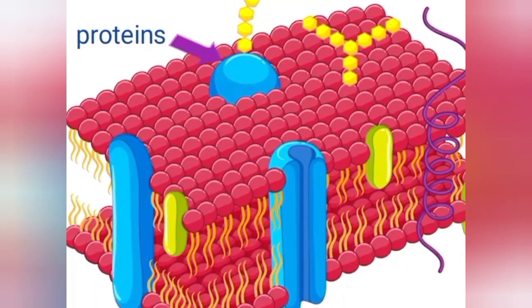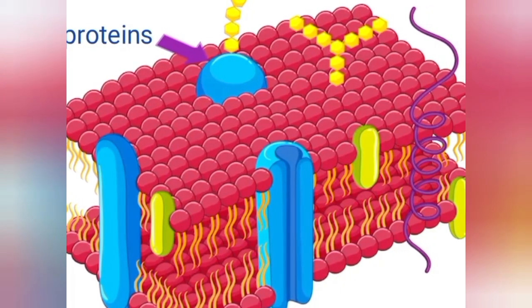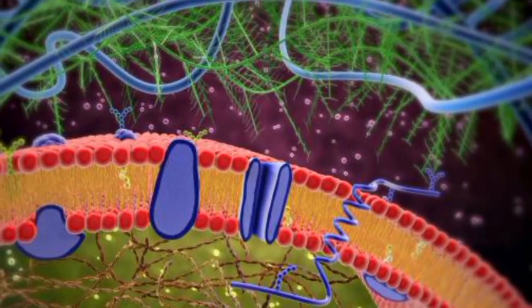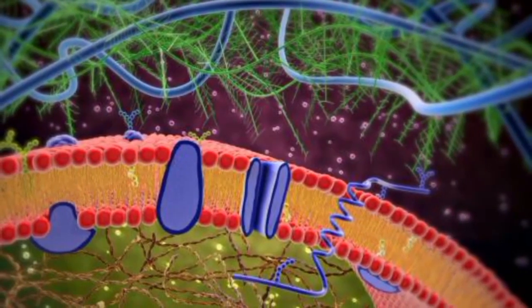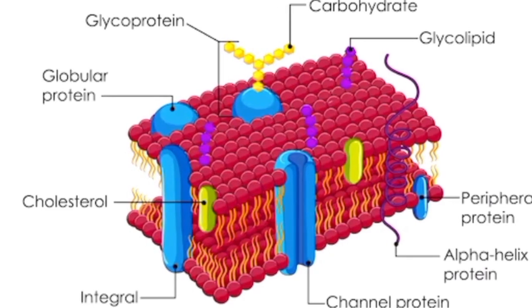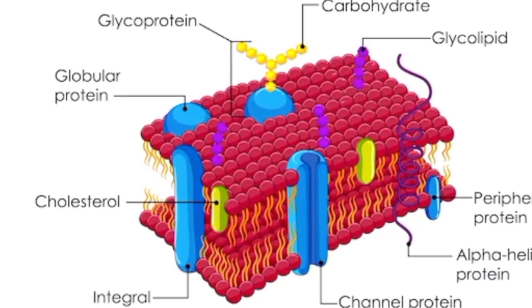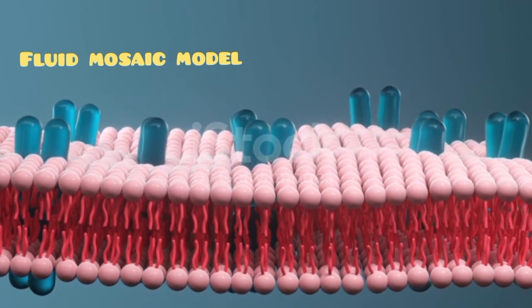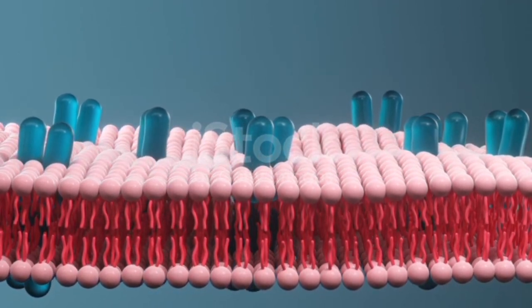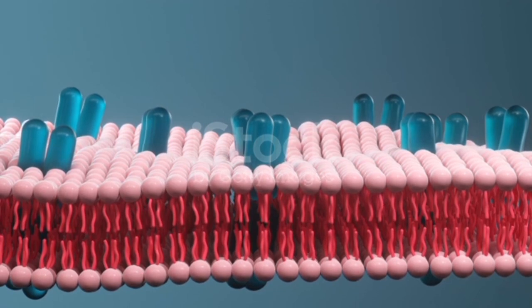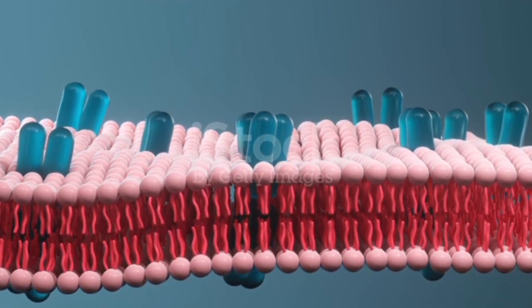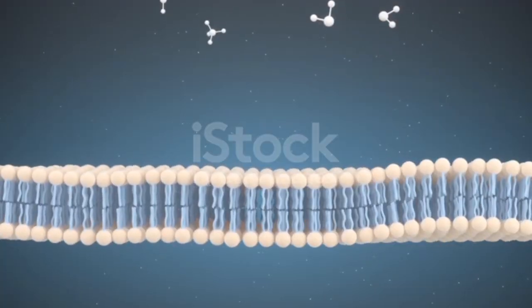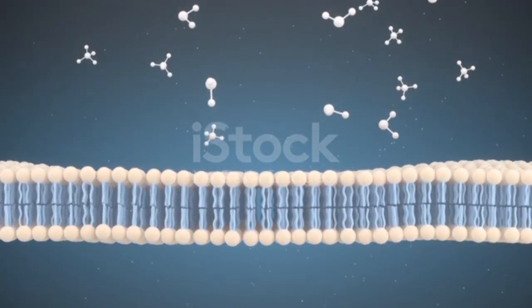Protein functions. Proteins embedded within the membrane serve various roles, including transport of substances across the membrane, cell signaling, cell recognition, and providing structural support. Fluid mosaic model. The arrangement of molecules in the plasma membrane is described by the fluid mosaic model, depicting a dynamic structure where proteins and lipids are not fixed, but rather move and interact within the membrane.